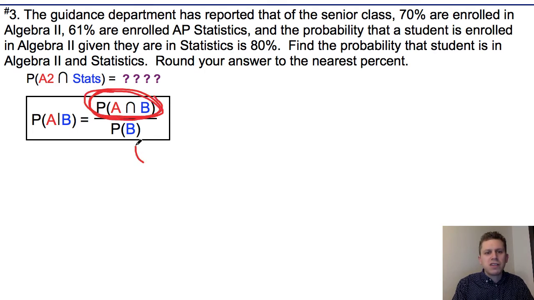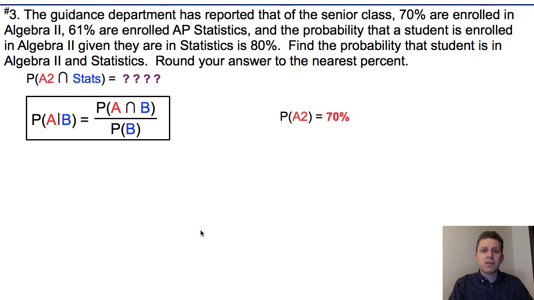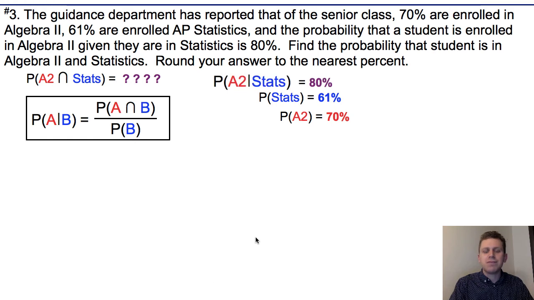And hopefully when I do this, I'm given the denominator, and I'm given this piece over here, the conditional, the one that has given, because without those 2 pieces, I'm not going to be able to solve for the numerator or the intersection. Let's go through and see what they gave us. They said that 70% are in Algebra 2. So the probability a student is in Algebra 2 is 70%. They said that the probability a student is enrolled in Statistics is 61%. And finally said the probability the student is enrolled in Algebra 2, given they are in Statistics, is 80%. So that's like A2 given Stats is 80%, like so.